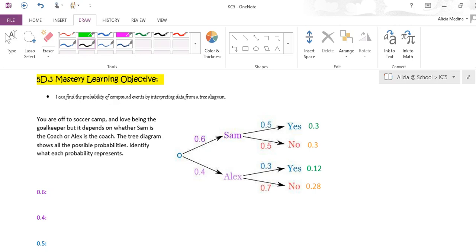All right. So our scenario right here says that you are off to soccer camp and love being the goalkeeper, but it depends on whether Sam is the coach or Alex is the coach. The tree diagram shows all the possible probabilities. Identify what each probability represents.